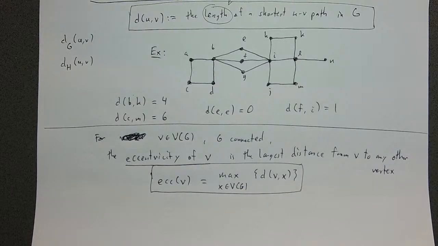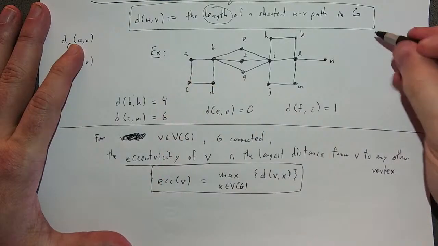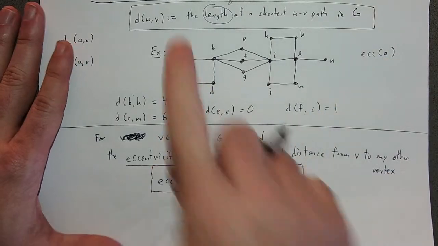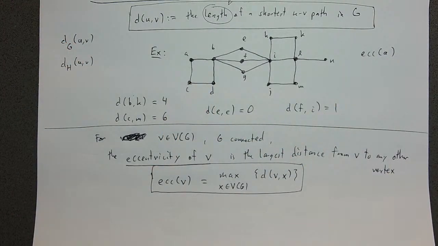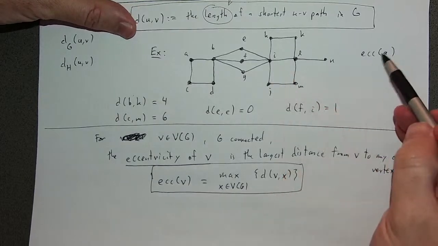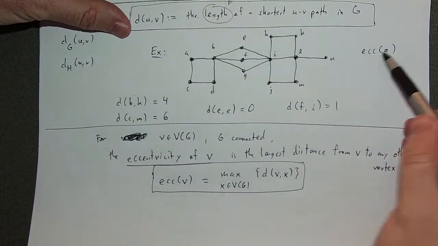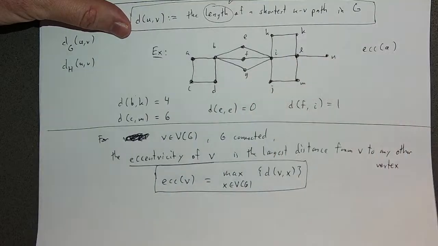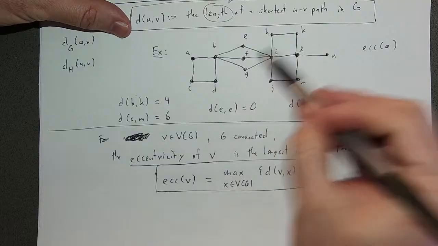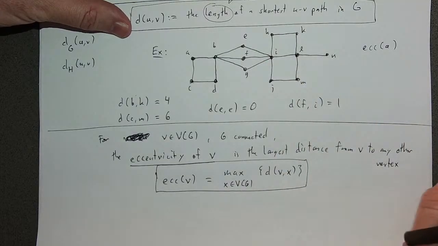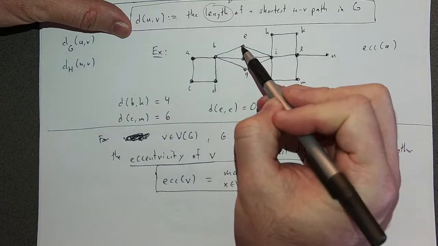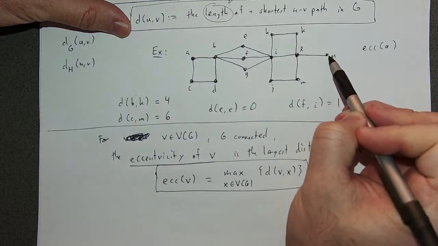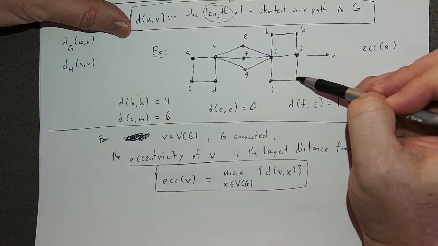Okay. So, for instance, in this example, what is the eccentricity of A? Well, I'm looking for the largest distance. So obviously C is distance 1 from A, B is distance 1 from A, but there are vertices that are clearly further. Let's try to see the furthest possible distance, right? So 1, 2, 3, 4, 5 if I go to N, K, or M.